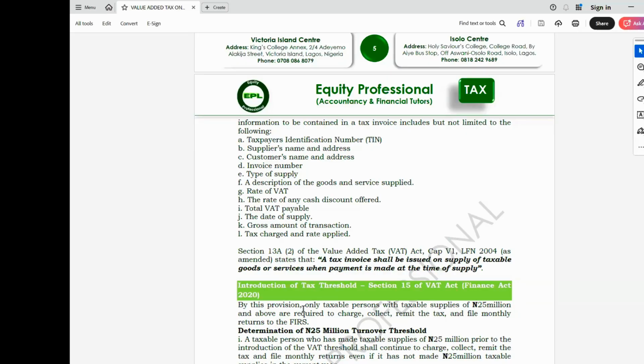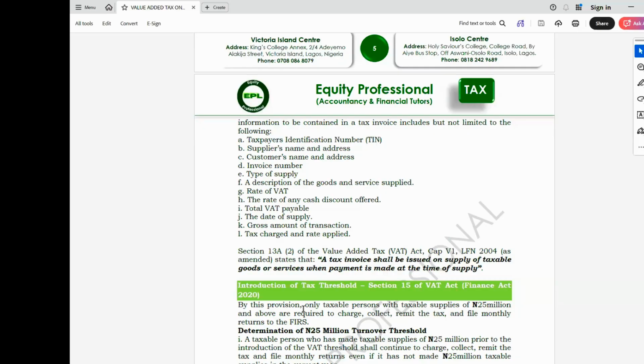So those that are not liable to charge VAT are under the tax threshold. By provision of the tax law, any taxable person or vatable person with an annual taxable supply of 25 million naira and below cannot charge and collect VAT on their taxable supply.